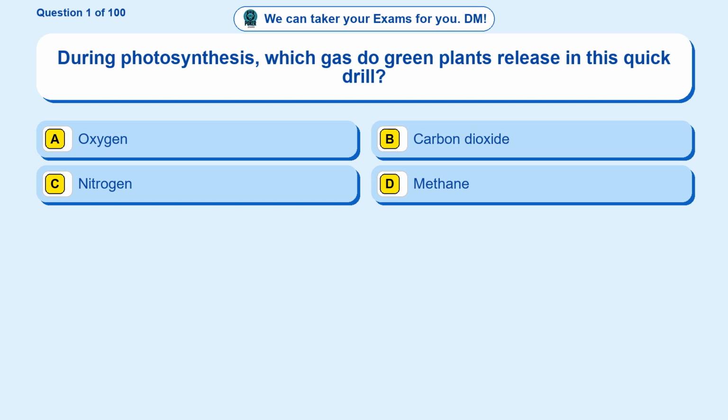Question 1. During photosynthesis, which gas do green plants release in this quick drill? Option A, oxygen. Option B, carbon dioxide. Option C, nitrogen. Option D, methane. The correct answer is option A. Oxygen.